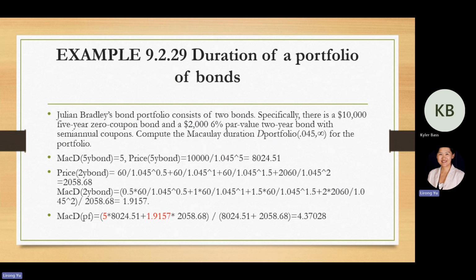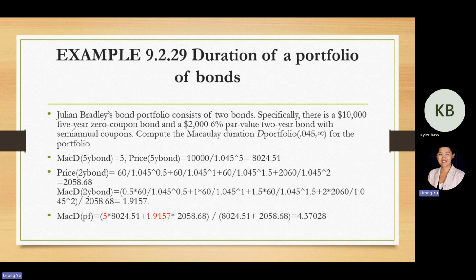So this is another example, the duration of a portfolio of bonds. Julian has a portfolio that has 2 bonds: a 10,000 5-year zero coupon bond and a 2,000 6% par value 2-year bond. And we want to find the Macaulay duration of this. This is the example in our textbook. So how do we do it? You have 2 bonds, and then we're going to calculate their duration and price for both.